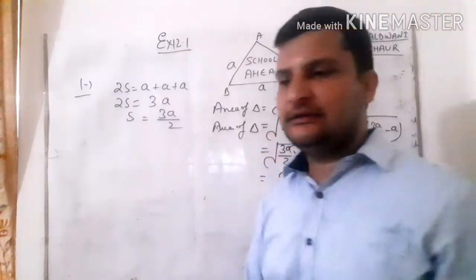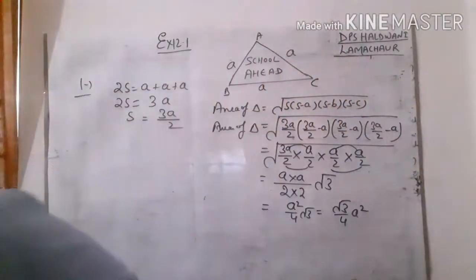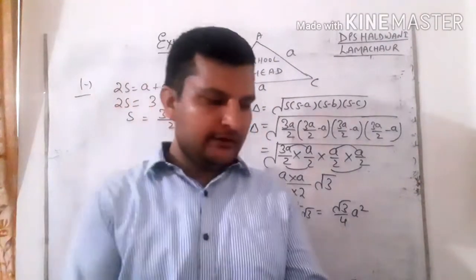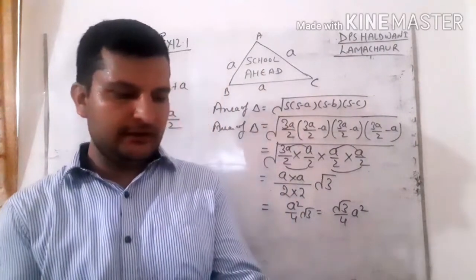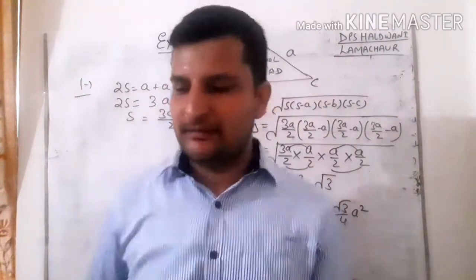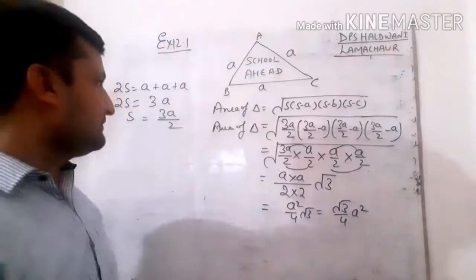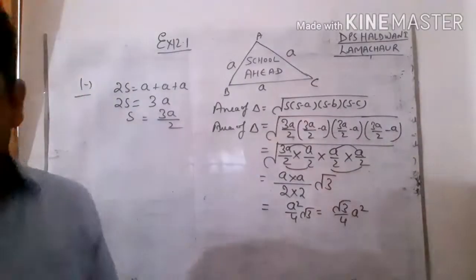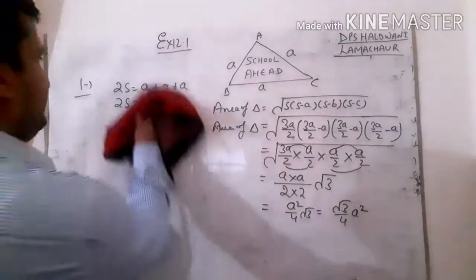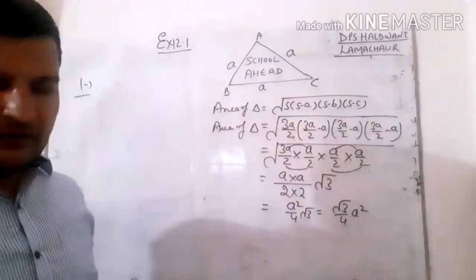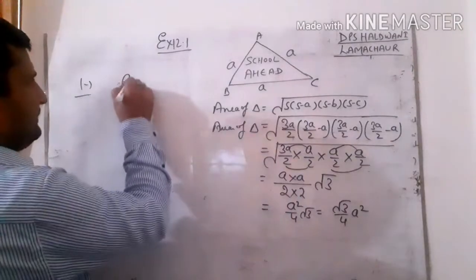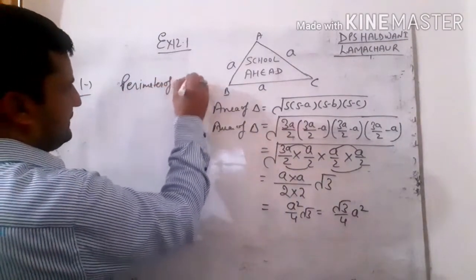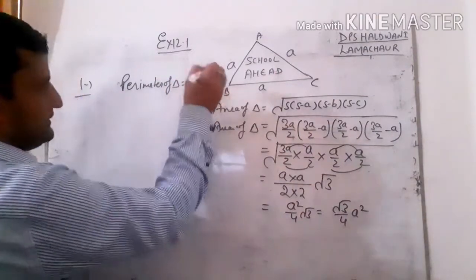Now the second part is given in your book. The second part of this question is: if its perimeter is 180 centimeter, what will be the area of the signal board? If its perimeter is 180 centimeter. Now students, we will do it here. You can note down this question. Now the perimeter of this triangle. Perimeter of triangle is equal to, it is given, 180 centimeter.